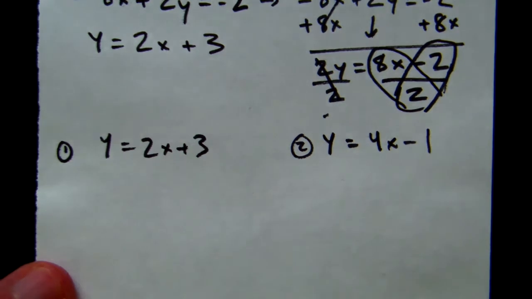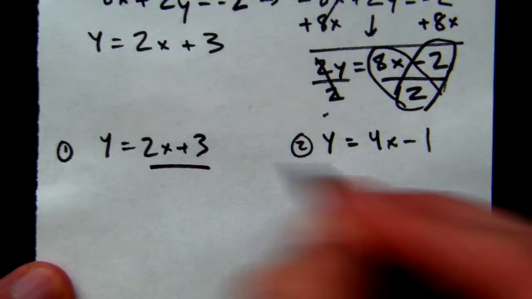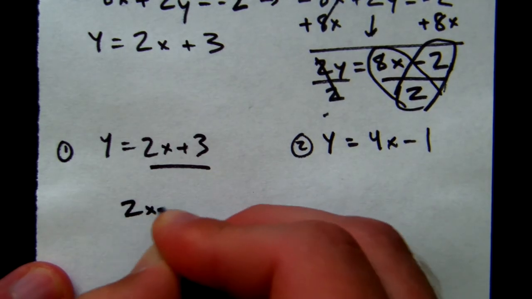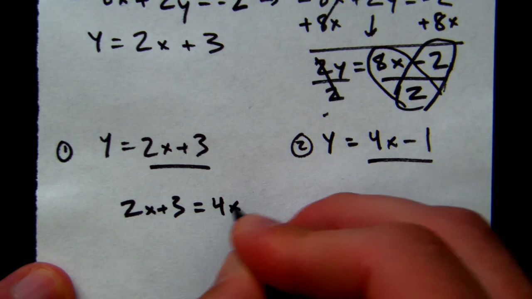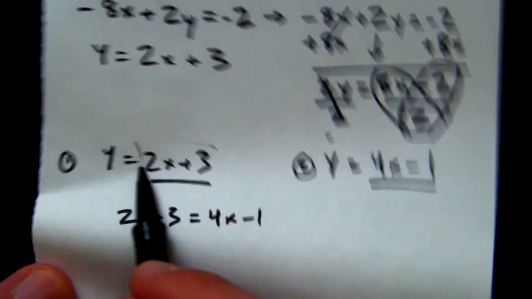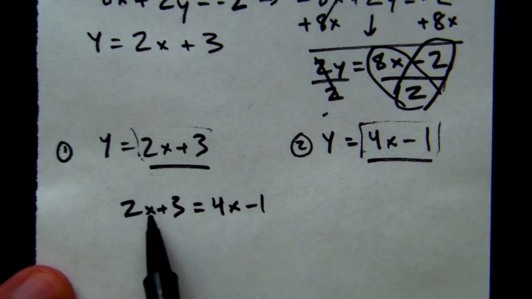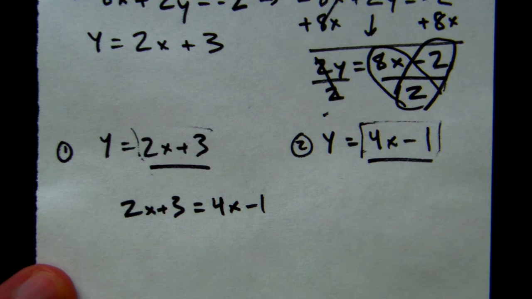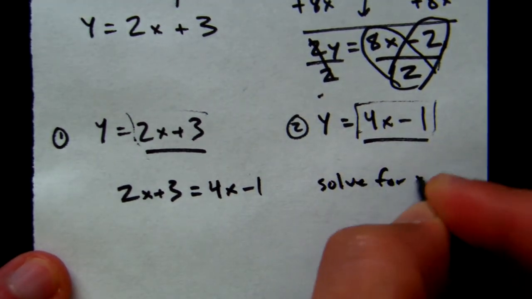So our second step, we need to set mx plus b equal to mx plus b. So I'm going to take 2x plus 3. I'm going to set it equal to 4x minus 1. And all I did there was I took mx plus b, set it equal to mx plus b, because remember, y equals y. So if this y equals this, I can just substitute. And if this y equals this, I can just substitute. Now, we solve for x.